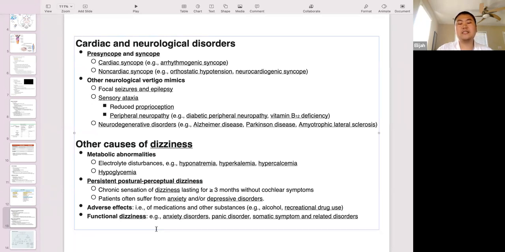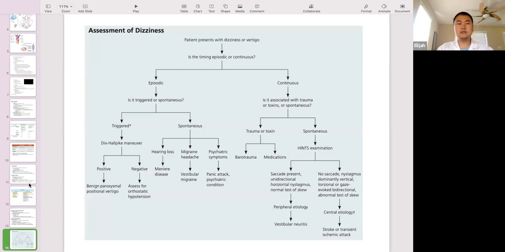And the functional dizziness, like I said, is anxiety disorder, panic disorder, somatic symptom, and the related disorders. So for these patients, they should see a psychiatrist. And this is a brief assessment of dizziness.